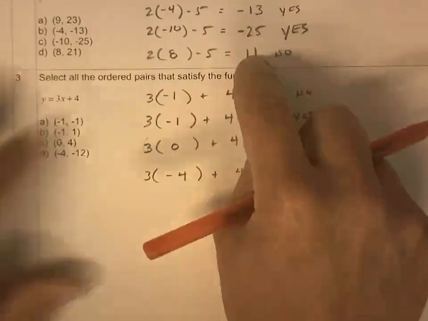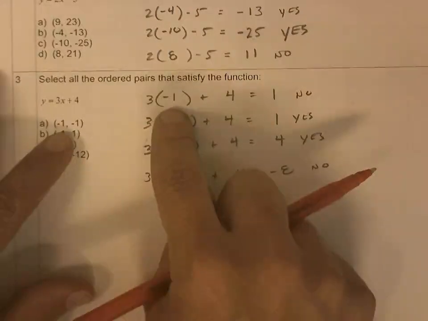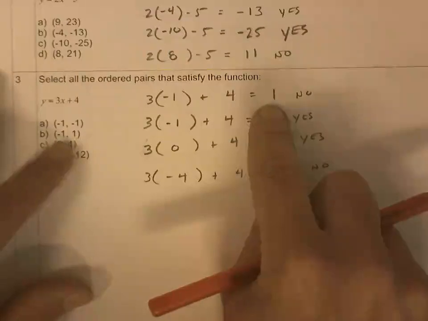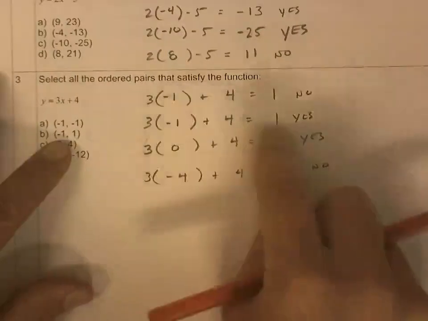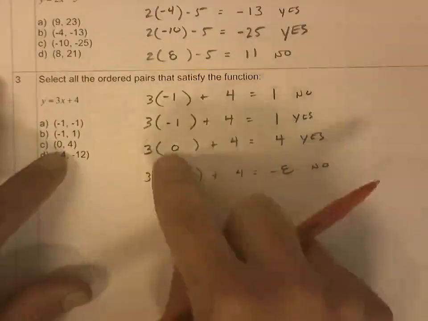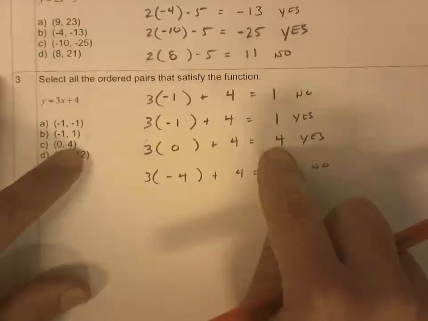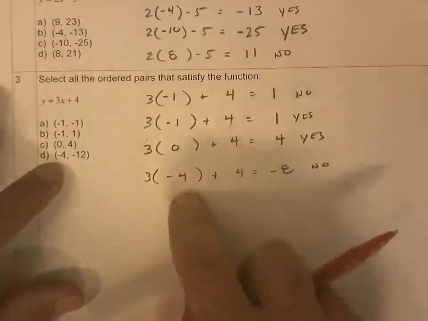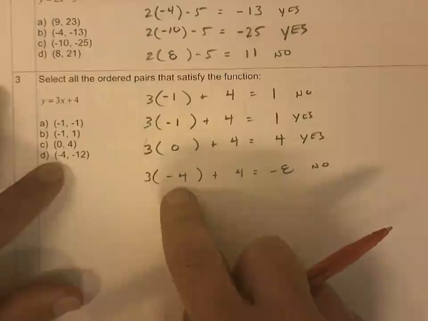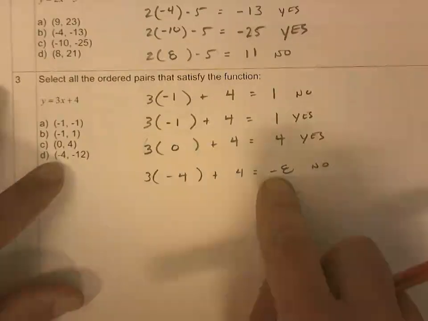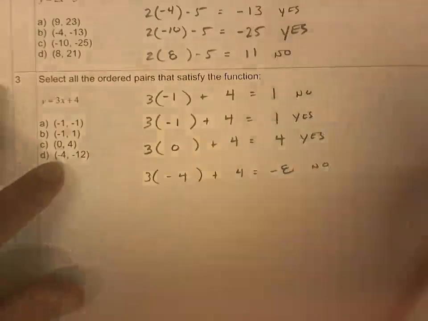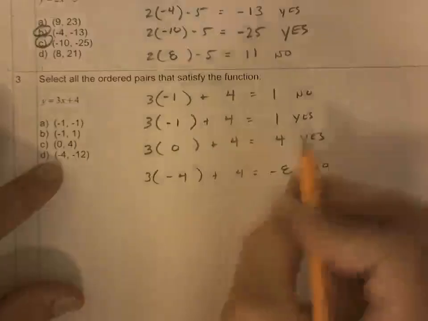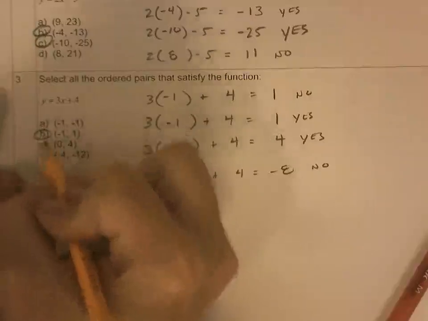Number 3. Plug in a negative 1, out comes a 1. Did not work. Plug in a negative 1, out comes a 1. Did work. Plug in a 0, out comes a 4. Did work. Plug in a negative 4, out comes a negative 8, did not work. Let's circle those. So that's no, yes, yes, no. So these two are the ones that do work. No, yes, yes, and those are the two that work there. And I think my answer key has already been checked and is good.